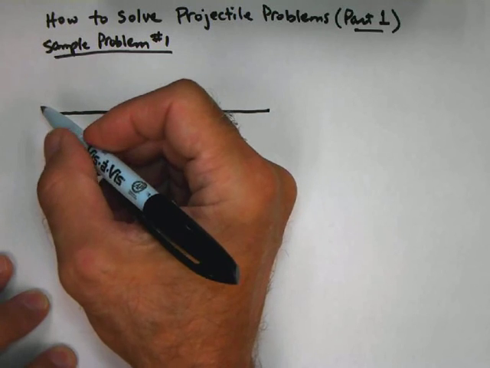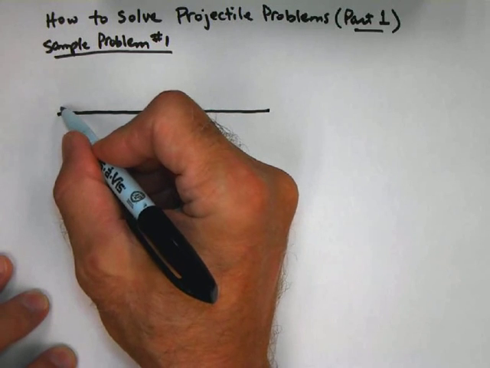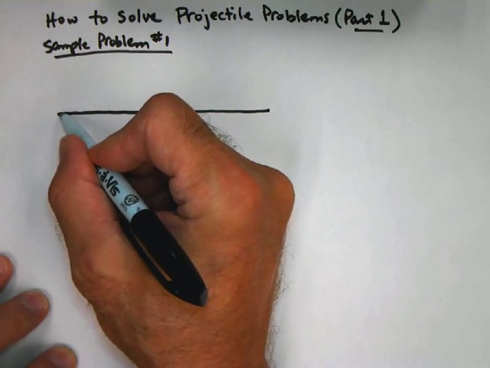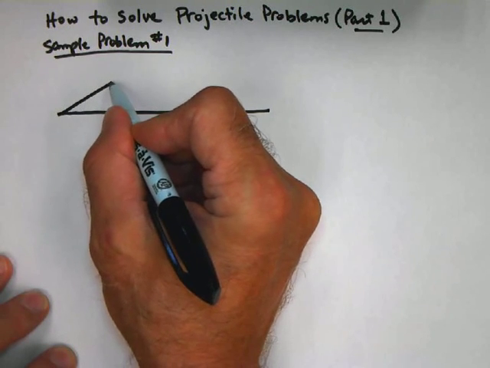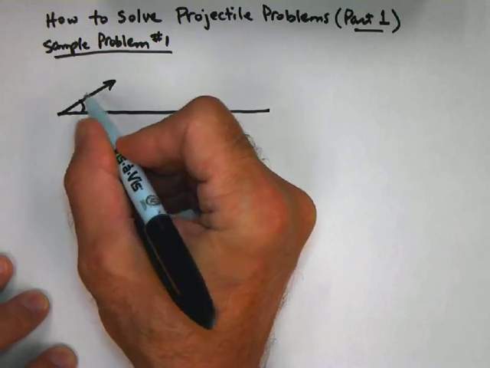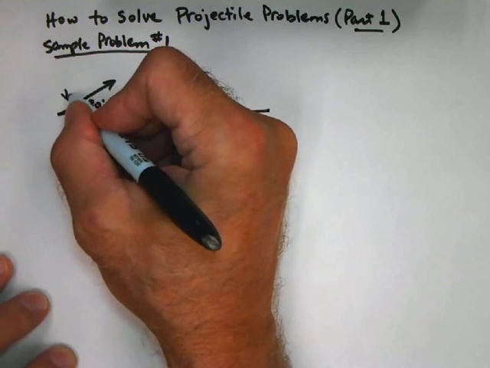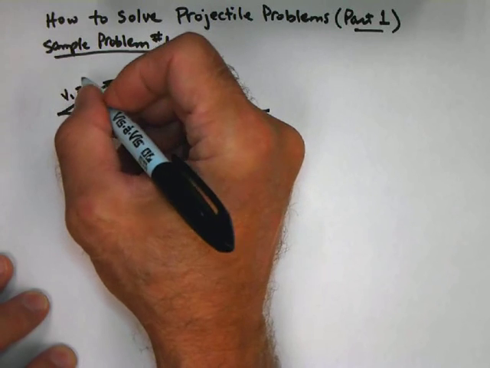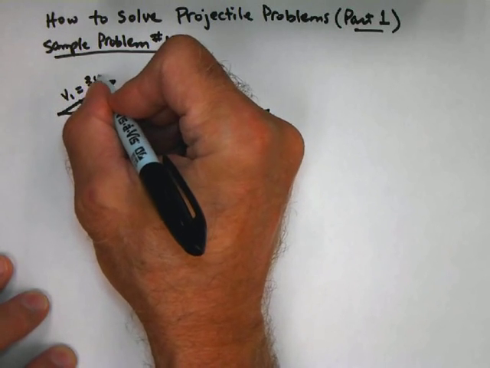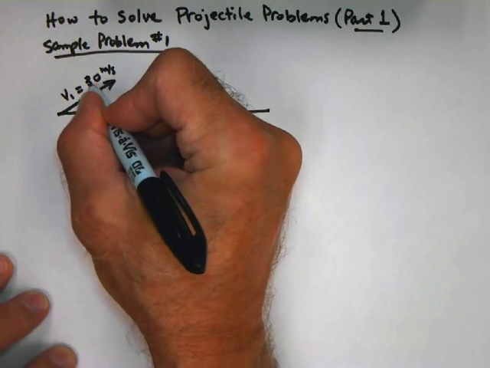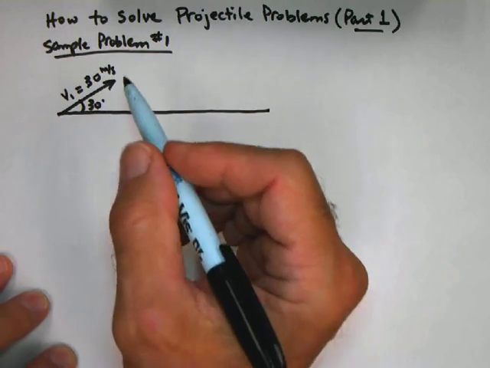Okay, and let's say that there's a football player who kicks a football at an angle of 30 degrees above the level ground. Draw that. And he kicks it at a starting velocity of 30 meters per second. That would be the starting speed.